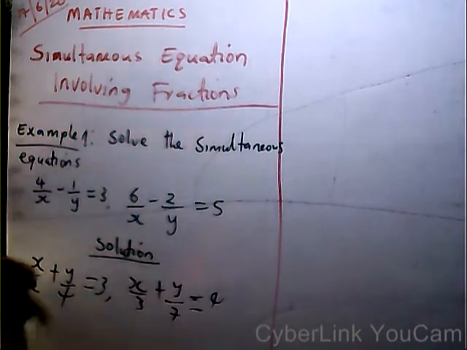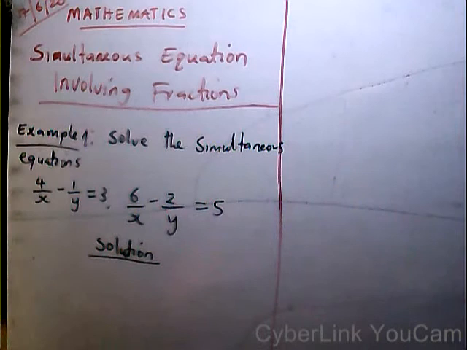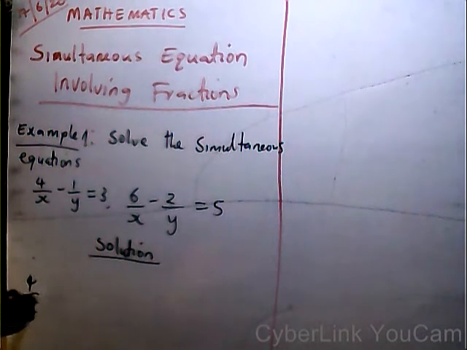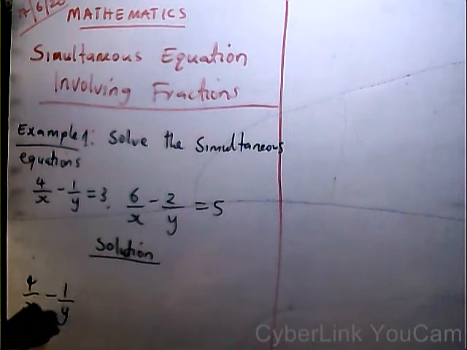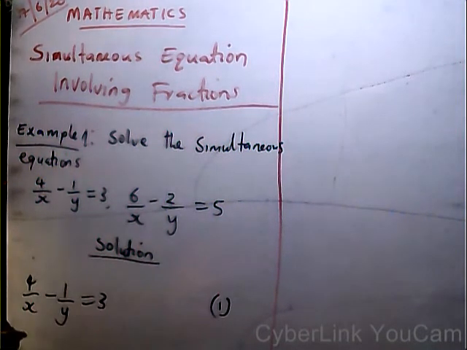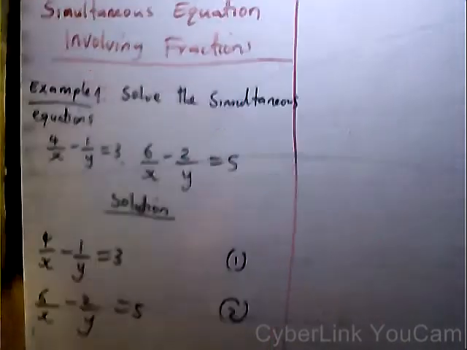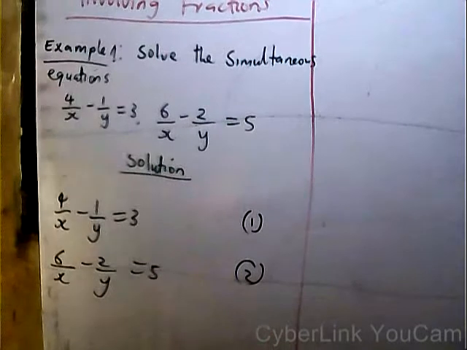That example 1, where the unknowns are at the denominator. If we have that case, we are given 4 all over x minus 1 over y is equal to 3. We call this equation 1. And we are still given 6 all over x minus 2 all over y is equal to 5. We call this equation 2.